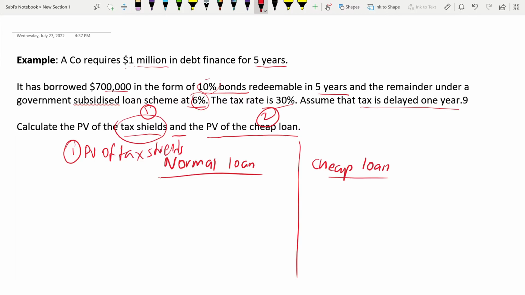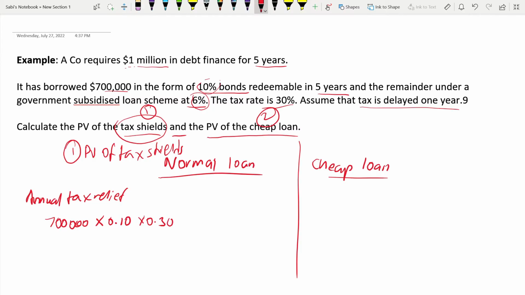Okay, so that means annual tax relief. How much? Normally you have borrowed 700,000. Multiply here itself, I'm showing you the working. It is 10%. Okay, and what is the tax rate? 30%.